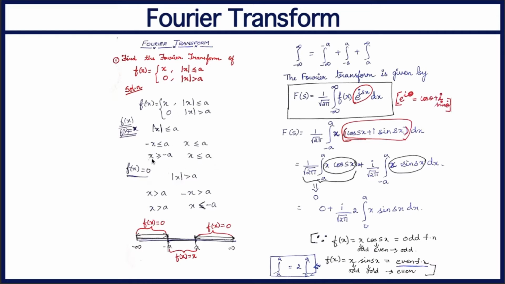So what does it mean here? x greater than or equal to minus a. So where is minus a? Here it is minus a. So x greater than or equal to minus a means from where to where? For this part, when x is greater than or equal to minus a, it goes from minus a to infinity.